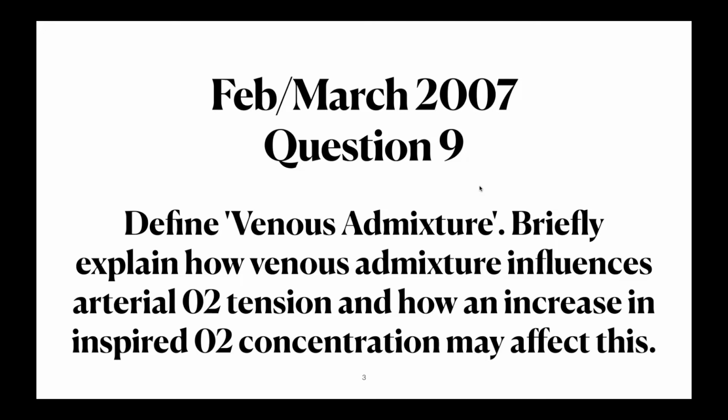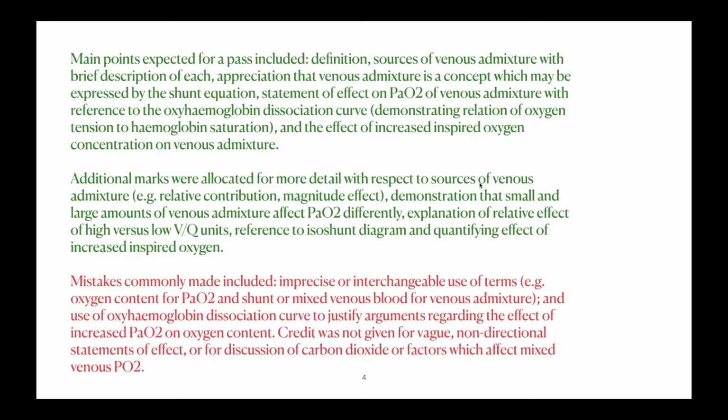So the question is, define venous admixture. Briefly explain how venous admixture influences arterial oxygen tension and how an increase in inspired oxygen concentration may affect this. So this is the examiner's report, and the green highlighted letters are what I think that we should focus on, and the red ones are ones that we should avoid.